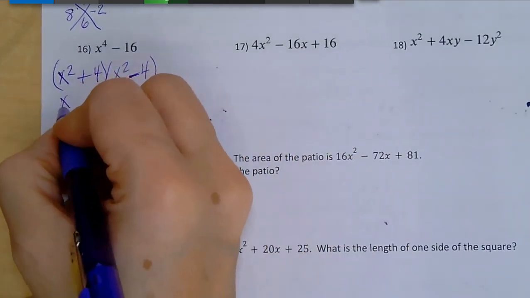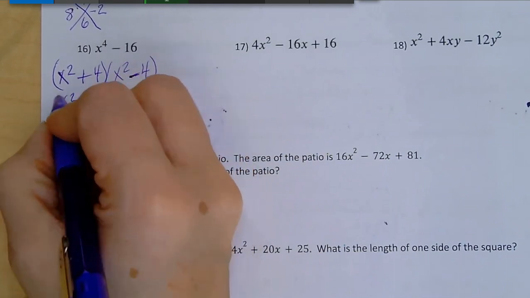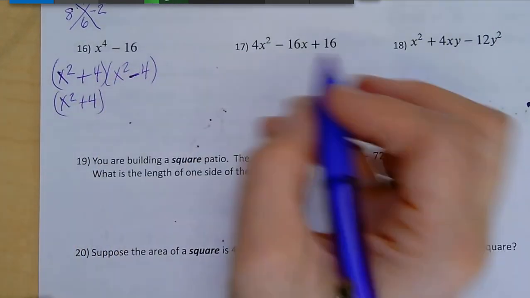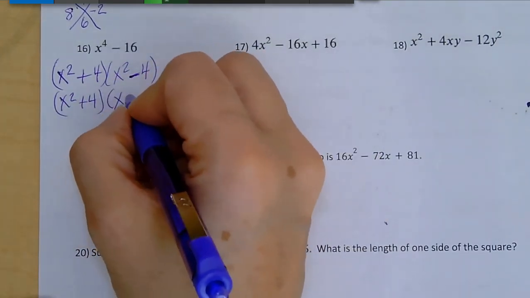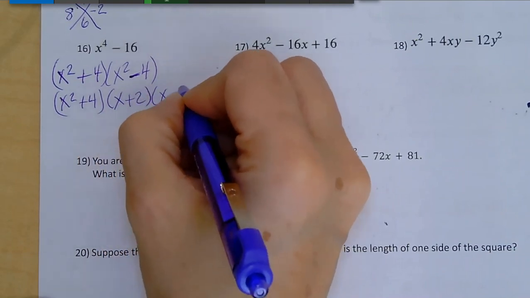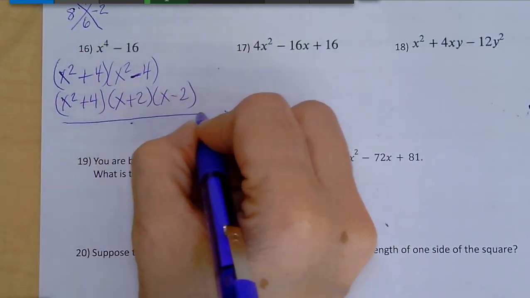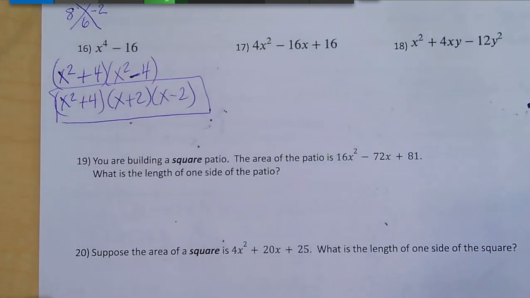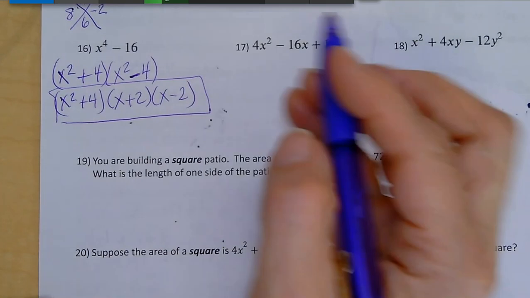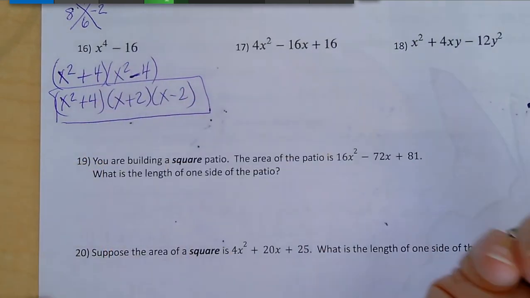X squared plus 4 I can't do anything with, that's done. But x squared minus 4 is again a difference of squares. So I'm going to break that into x plus 2 times x minus 2. All of that. You have to factor all the way down or you will definitely not get full credit. While this is true, it's like telling me 2/4 instead of 1/2.